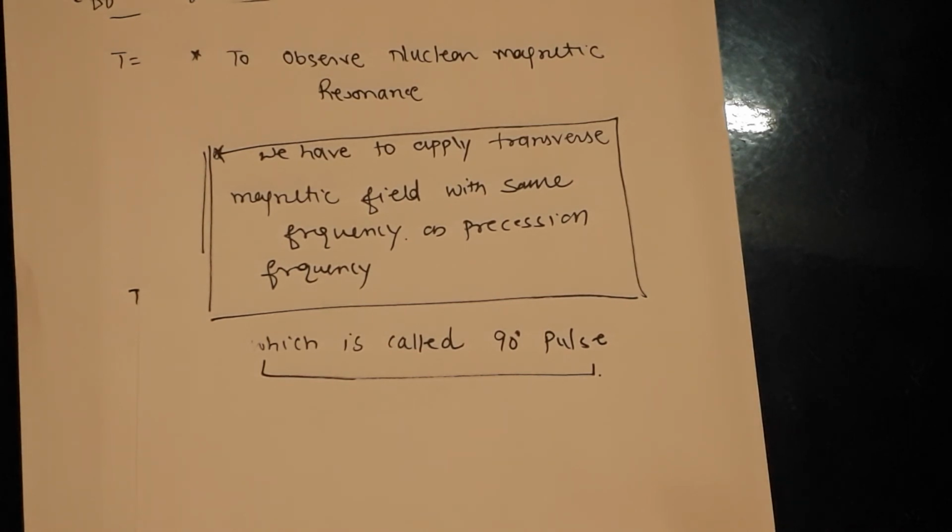So the idea in nuclear magnetic resonance is that you have to apply a transverse magnetic field at the same frequency with which the spins are precessing, which is also called a 90-degree pulse.